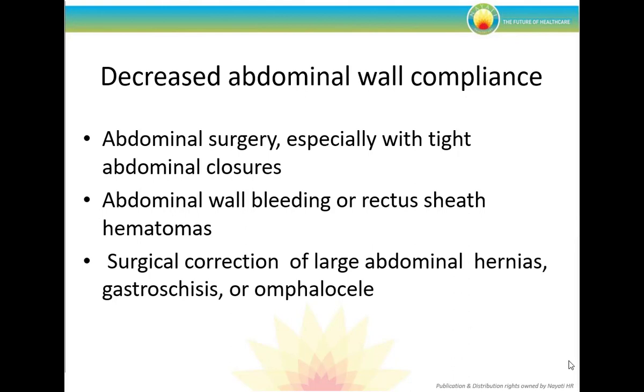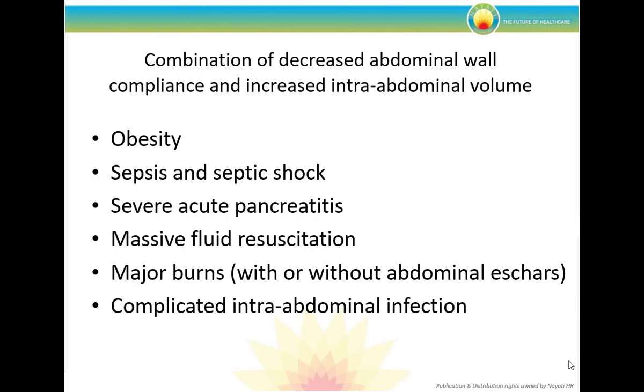So decreased abdominal wall compliance can be secondary to abdominal surgery with tense sutures, abdominal wall bleeding or rectus sheath hematomas, surgical correction of large abdominal hernias with mesh, or patients who have got omphalocele. So all of these conditions can also lead to decreased abdominal wall compliance, and even abdominal wall edema itself can contribute to decrease in abdominal wall compliance. So these are some of the factors which are combined: obesity, sepsis with septic shock, severe pancreatitis, massive fluid resuscitation, major burns, and complicated intra-abdominal infections.